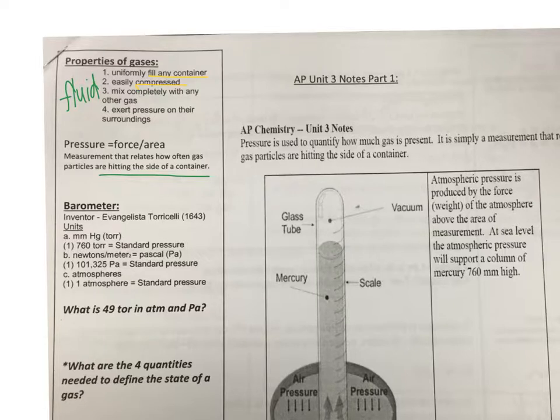So what you have right here is just a barometer. We know that Torricelli made that thing. When we see millimeters of mercury, it's also known as torr. Those are two of our units for pressure. And then we have pascals, which last year, Chem 1 year, you used kilopascals. That's why the number looks a little bigger than what you're used to. And then atmospheres.